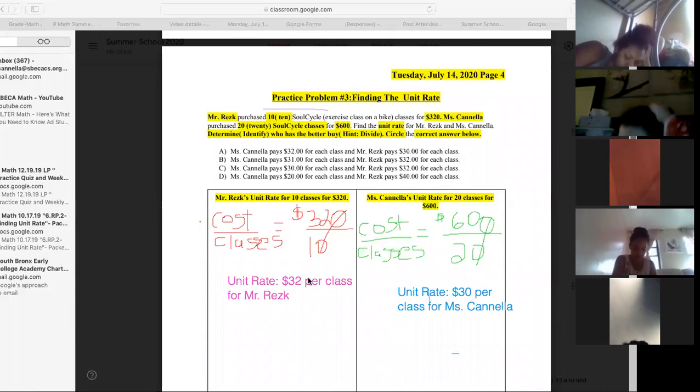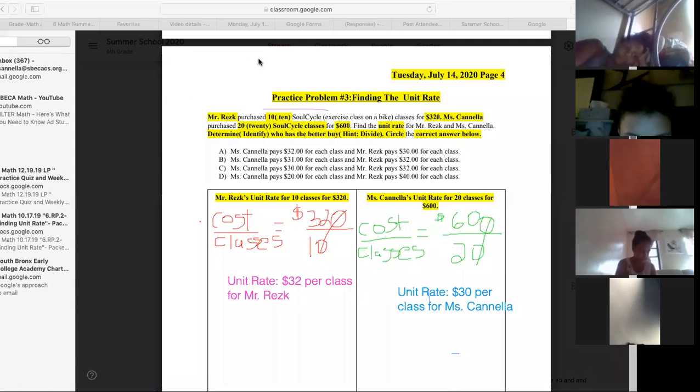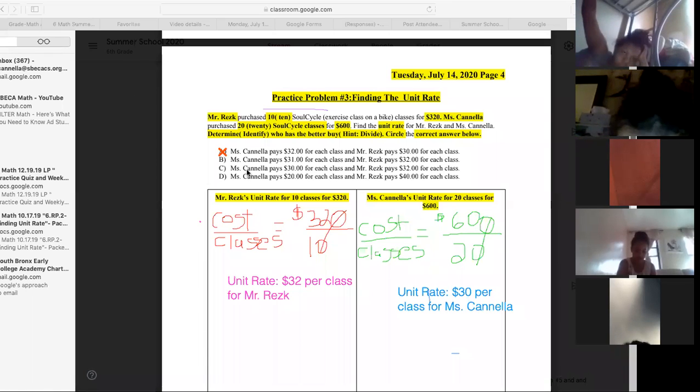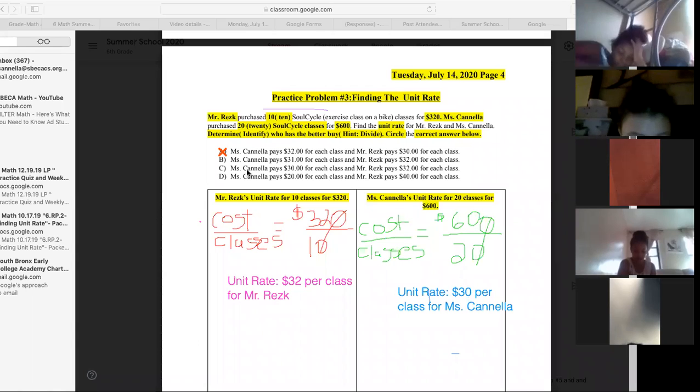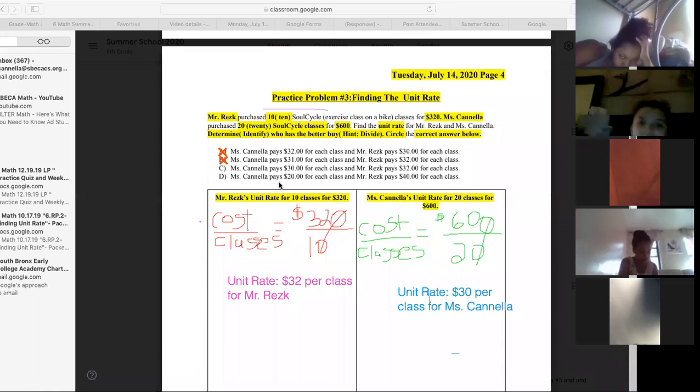So, Mr. Rez is 32, I'm $30. Miss Troy says, I pay 32, he pays 30. Is that true? No. Let me go get the stamp. Okay, letter B: I pay $31 and he pays 32. Is that true? No, only the 32 for Mr. Rez is true. It has to be true for both. Miss Canella pays $30 and Mr. Rez pays 32. Is that a true statement?